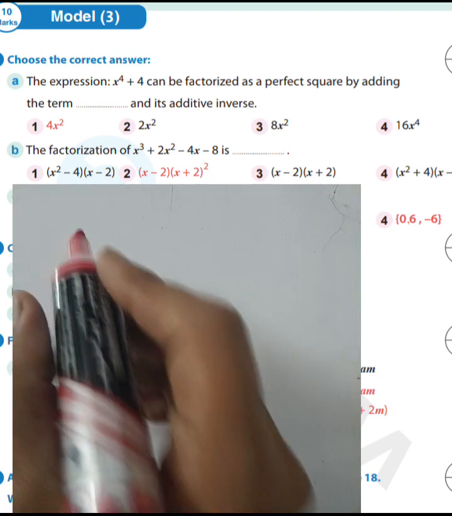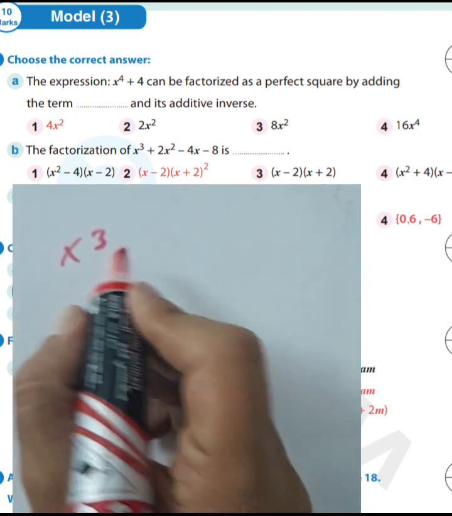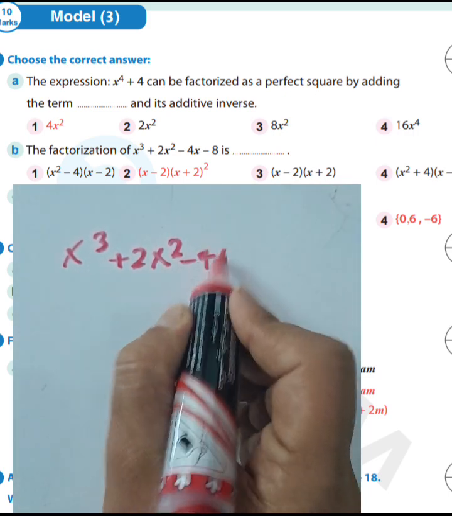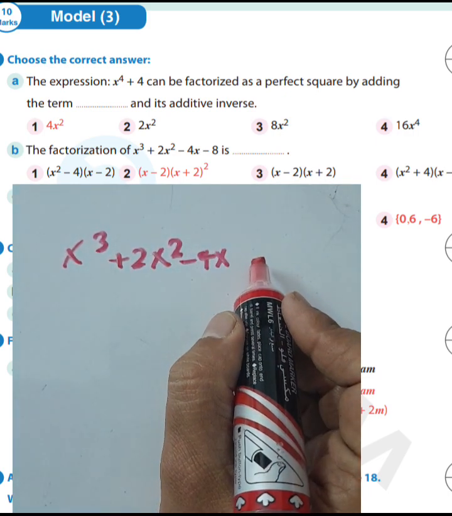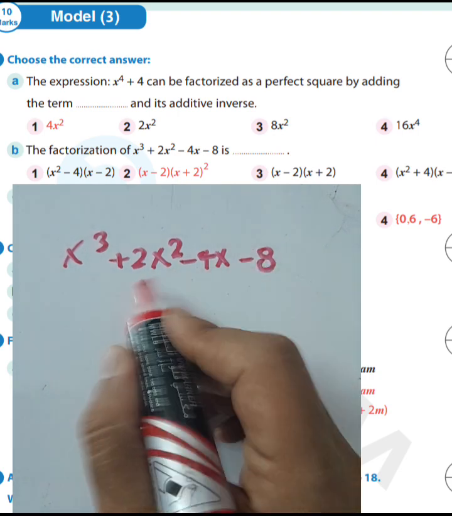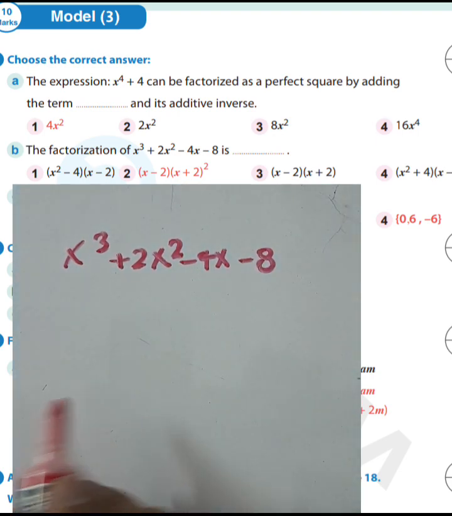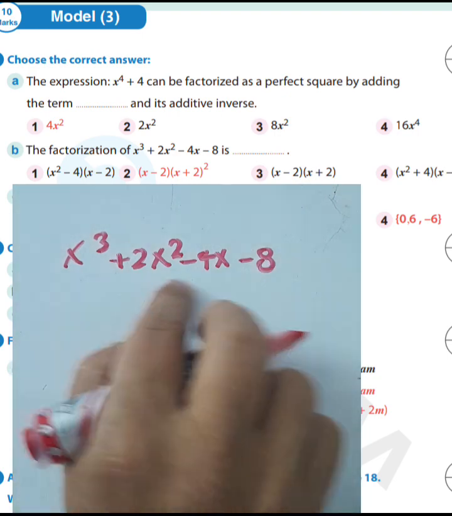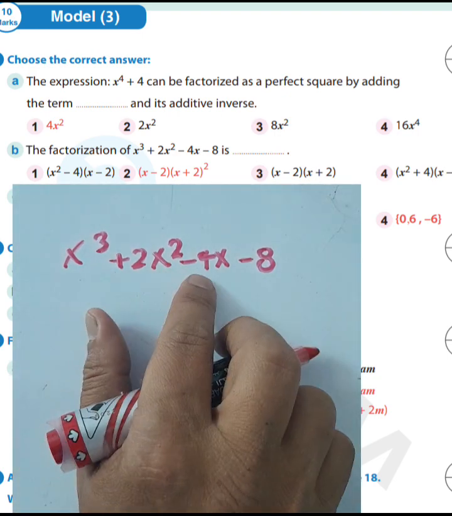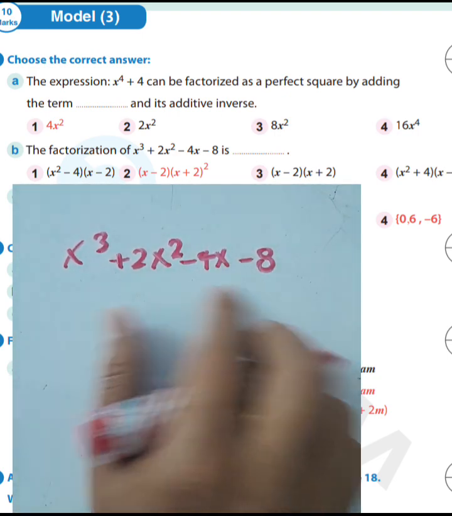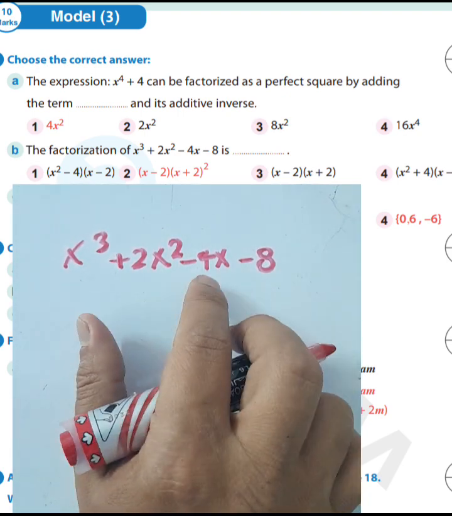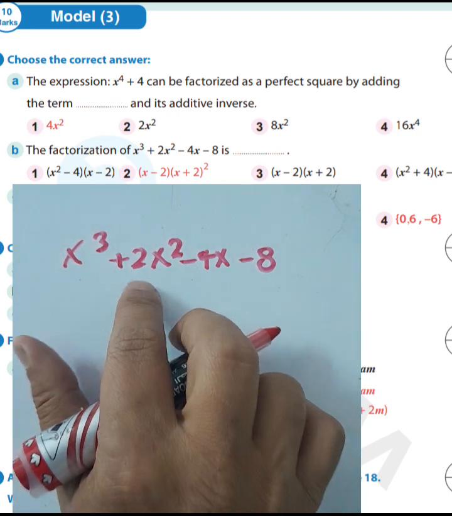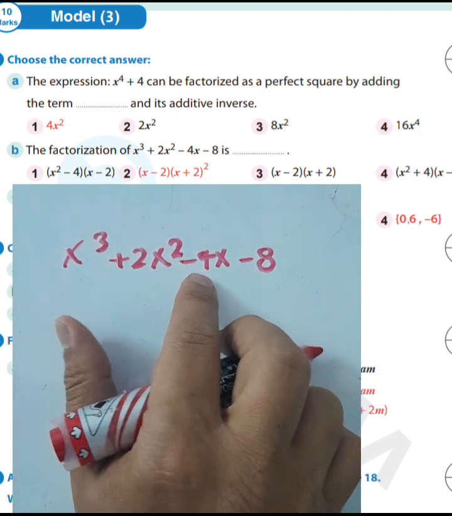Question letter B, factorizing the expression. We have x to the power 3 plus 2x power 2 subtract 4x subtract 8. We can factorize this expression. How? We can write x power 3 and this expression 2x power 2 negative 4x negative 8. We can write 2 outside as a common factor between two numbers here, and x power 2 subtract 2x subtract 4.